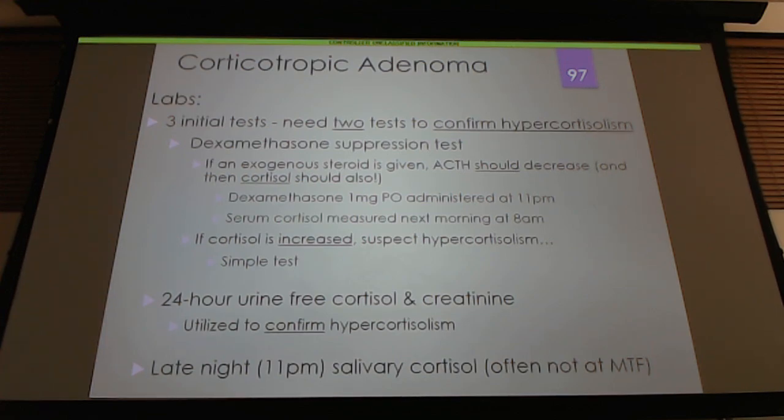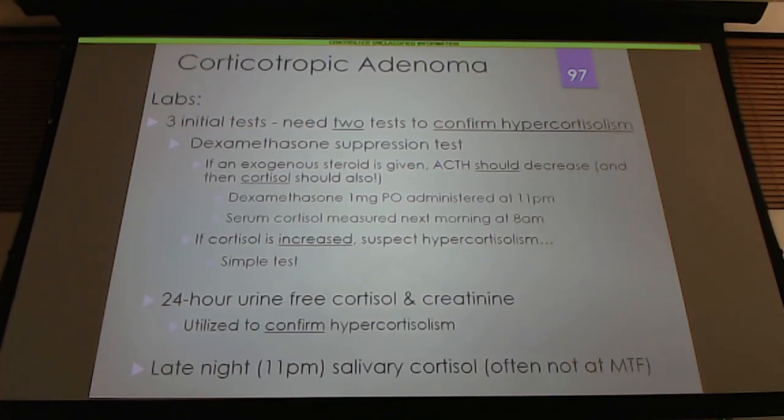They take the exogenous steroid at 11 o'clock at night, and then they come in first thing in the morning for labs. We expect cortisol to be low, but in these patients it's high because of that adenoma. Okay, it's pretty simple. And then, of course, we're going to throw in another 24-hour urine. Specifically, we're looking at the cortisol and creatinine, and this helps confirm hypercortisolism, right?